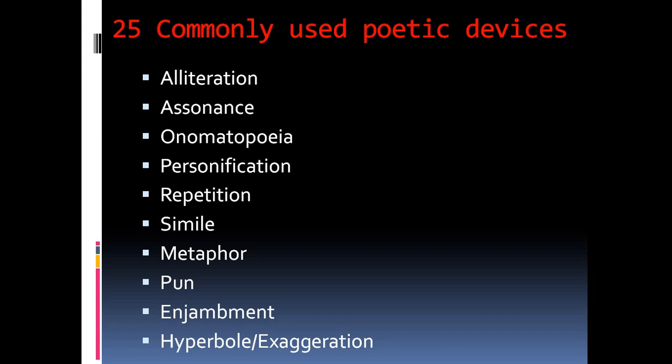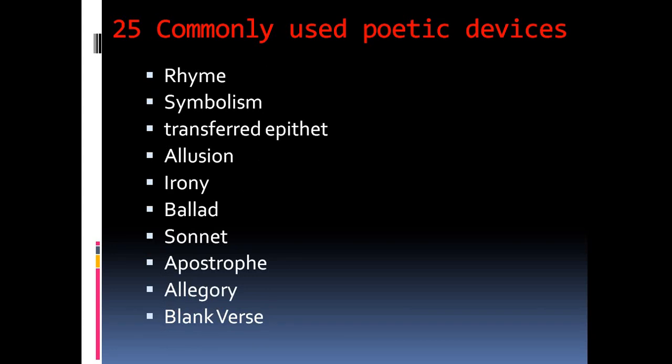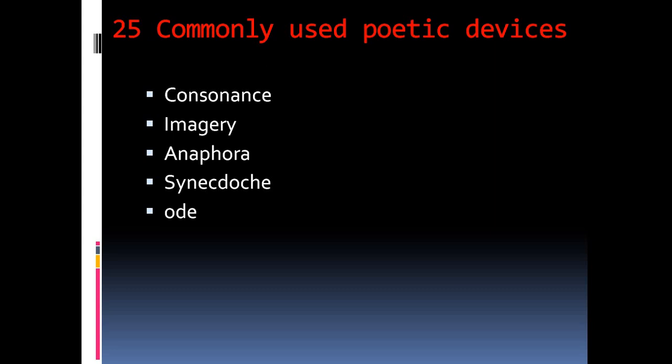Assonance, onomatopoeia, personification, repetition, simile, metaphor, pun, enjambment, hyperbole or exaggeration, rhyme, symbolism, transferred epithet, allusion, irony, ballad, sonnet, apostrophe, allegory, blank verse, consonance, imagery, anaphora, synecdoche, and ode. So these are commonly used 25 poetic devices.